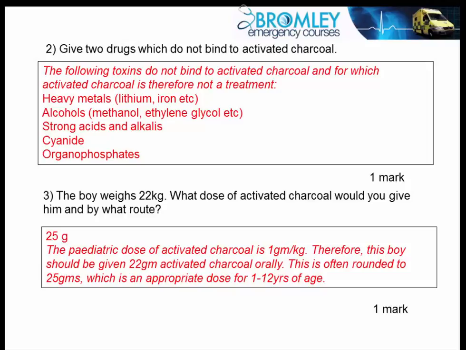Activated charcoal will bind up to 10% of its mass. Then 25 grams will bind up to 2.5 grams of a toxin, and therefore that's going to be plenty for the likely quantity of the 2 drugs that may have been taken.